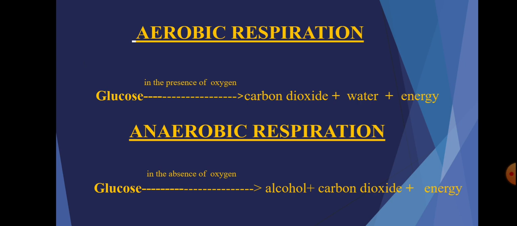Glucose in the presence of oxygen produces carbon dioxide plus water and also energy. This is called aerobic respiration. Then we go to anaerobic respiration. This type of respiration happens in the cells in the absence of oxygen.